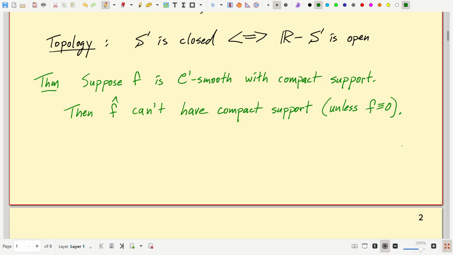Let me now show you. It's going to be rather simple, or not simple, but it's going to use easy facts that we know. So let's do the case. Let's say the support is contained in minus pi to pi. So let's suppose that it's in minus pi to pi. And I'm assuming f is C1 smooth.